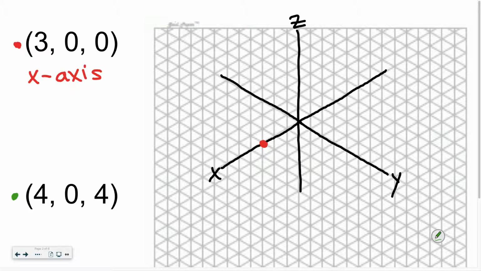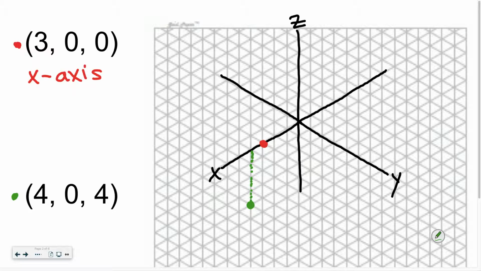Okay. So anytime we move in the Z direction, we're going to leave a little breadcrumb trail so that we can visualize what's happening. So 4, 0, 4, we're going to move out 4 on the x-axis. We don't move anything out on the y-axis. And then we're going to move down 1, 2, 3, 4.